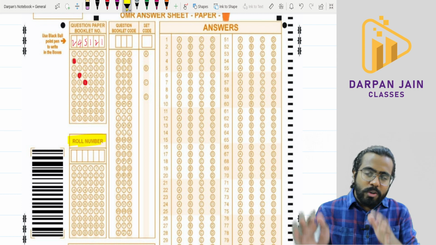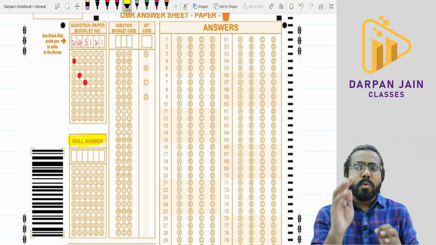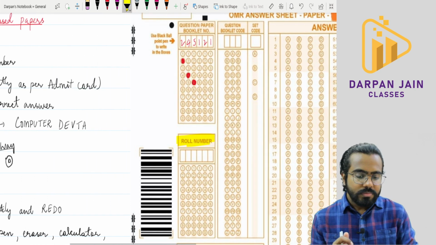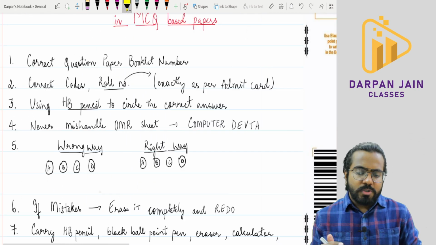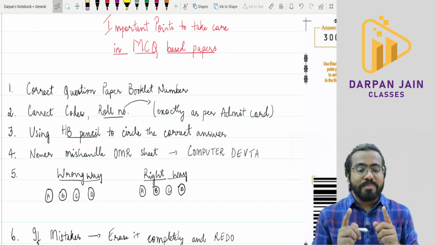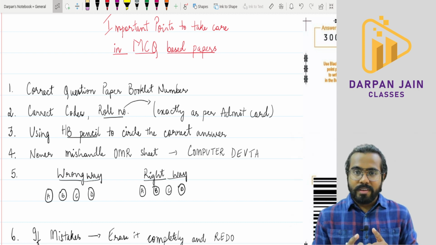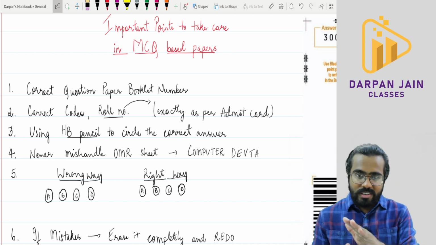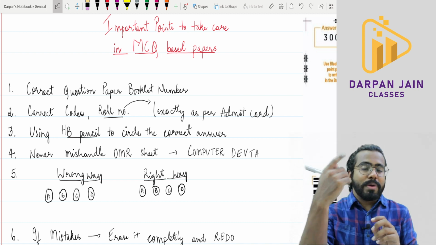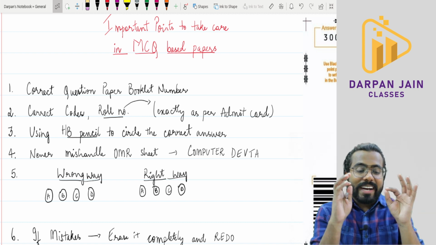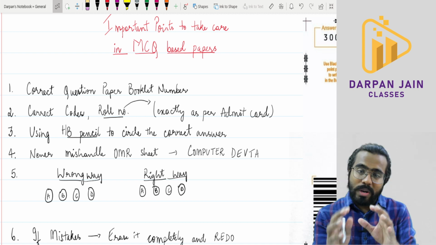Now let's get into more intricacies and see what are the important points that you need to remember while doing this. The first point, as I already told you, is your correct question paper booklet number. See the question paper booklet number that will be on your question paper. Write the correct thing on your OMR sheet. That same question paper booklet number will also be on the board. Next, write your correct codes and correct roll number.